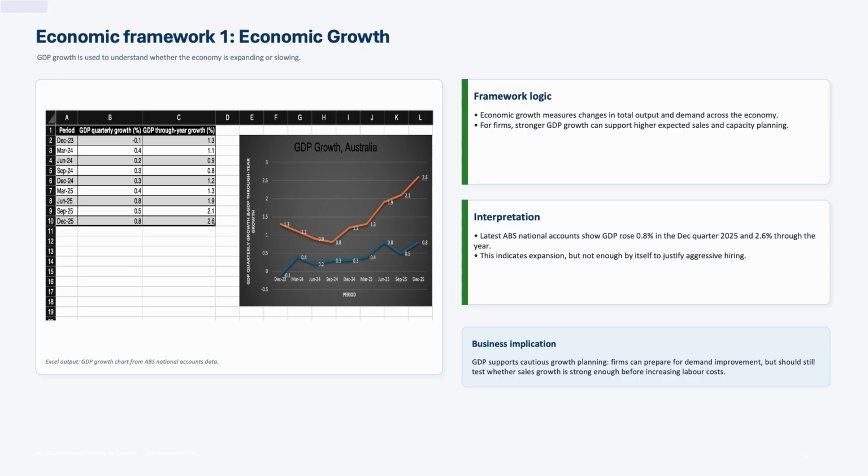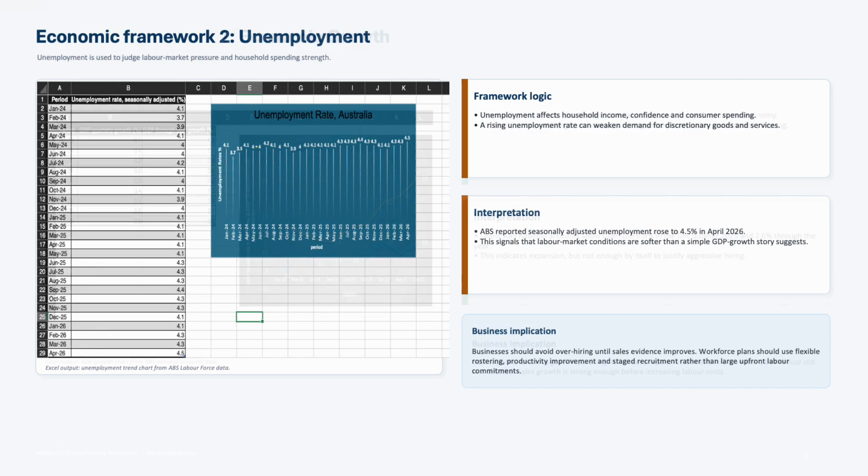The latest ABS data shows GDP rose by 0.8% in the December quarter of 2025 and 2.6% through the year. This means the Australian economy was growing. However, GDP alone is not enough to justify aggressive hiring. A business still needs to check whether households have income, stability, and purchasing power. The business implication is cautious growth planning. Firms can prepare for demand improvements, but they should confirm sales growth before increasing.